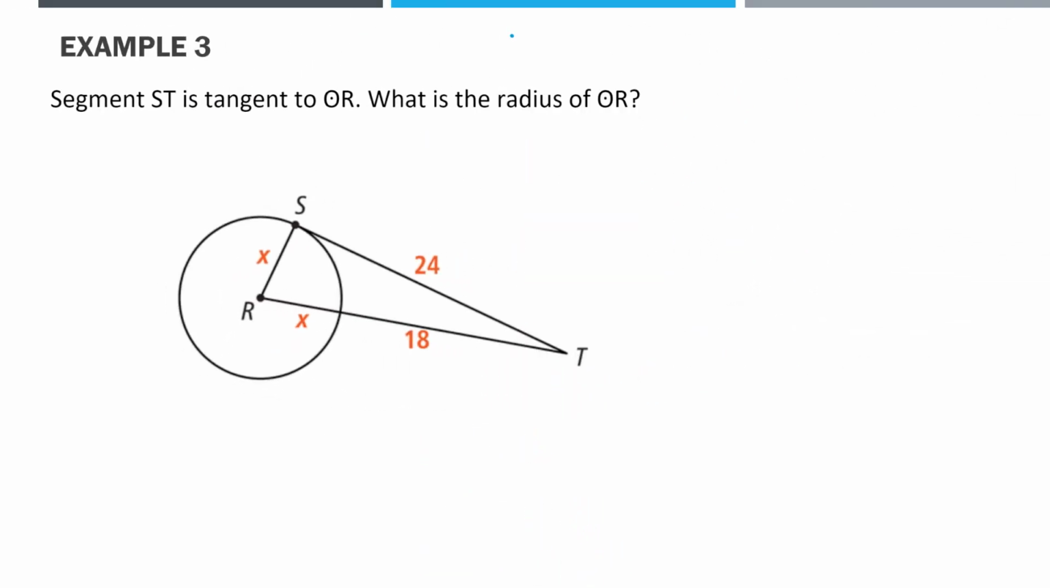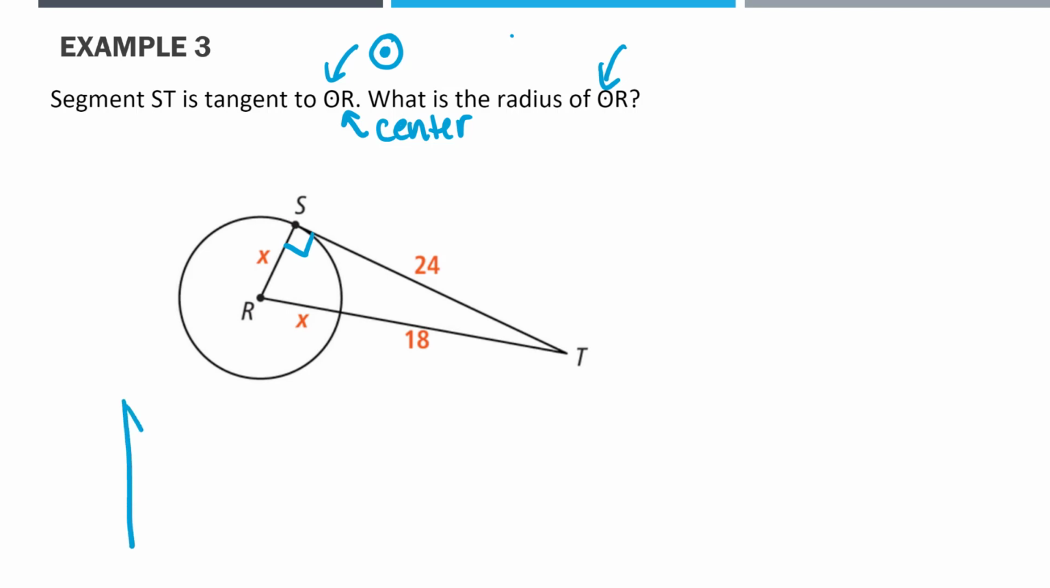Segment ST is tangent to circle with center R. What is the radius of circle with center R? This notation here might be new. That is a circle with a little dot on the inside, and it means circle, and then the letter beside it is the name of the center of the circle. Well, if we know that ST is tangent, then we know that there is a right angle triangle.